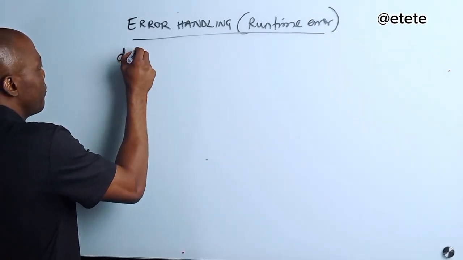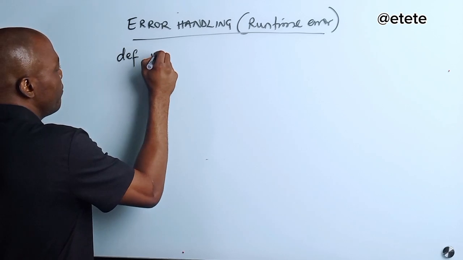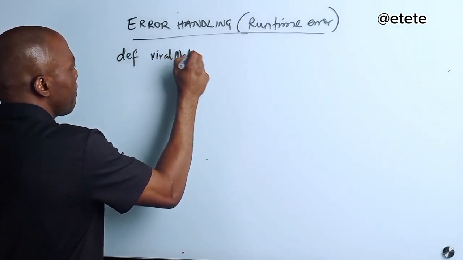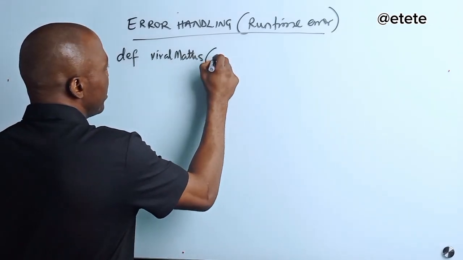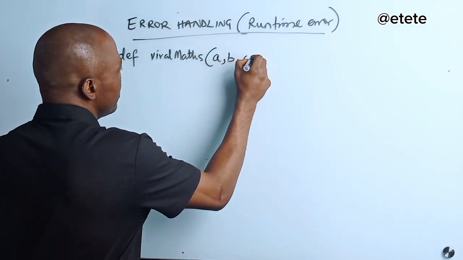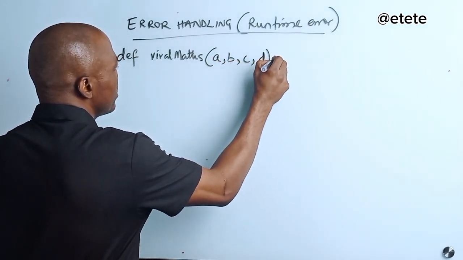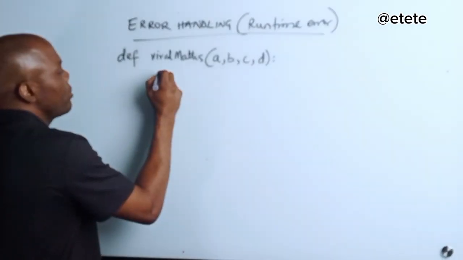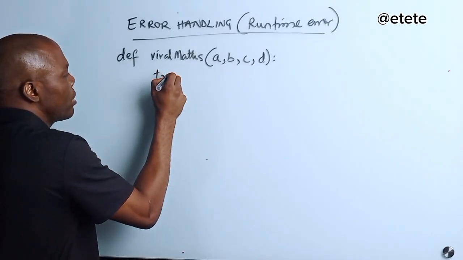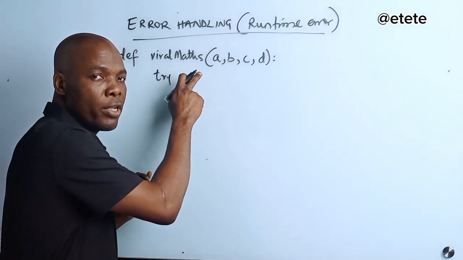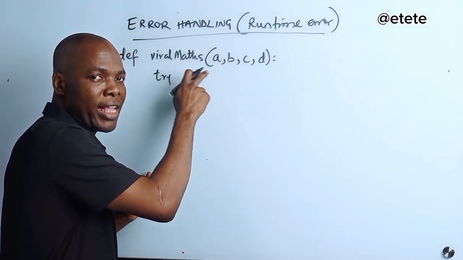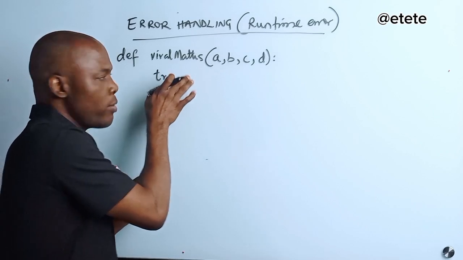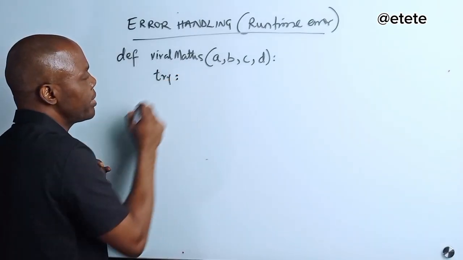So I'll say def, and I will say var_math, and then I will supply A, B, C, and D to it. Then here I will just write my try block. There is no point defining the result and assigning None to it. So in this case, see how I'm going to write it. I will say my try block.